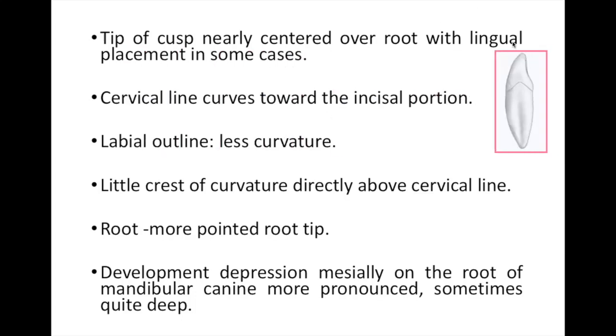So you can see tip of the cusp is centered over the root, although in some cases, this tip may be present with lingual placement. And this is your cervical line, which curves towards the incisal portion. Your labial outline has less curvature. You have more pointed root tip, and this is your developmental depression, which is more pronounced on the mesial aspect of the root.